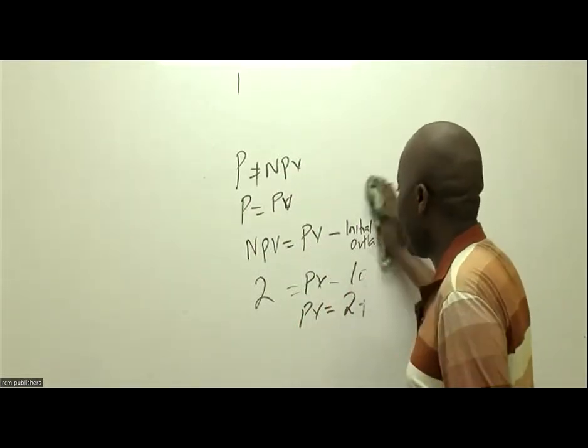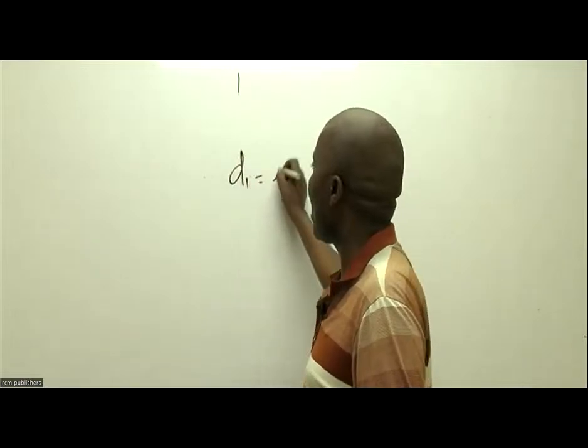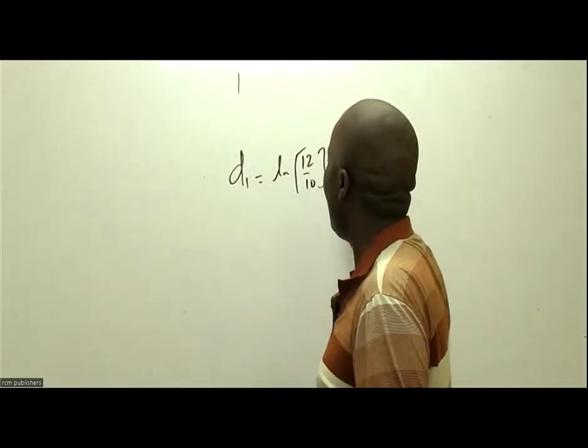So E is 10. I think now we have got everything really to be able to get to the D1. So D1 then will be equal to ln P over E, so 12 over 10 plus a risk-free rate.